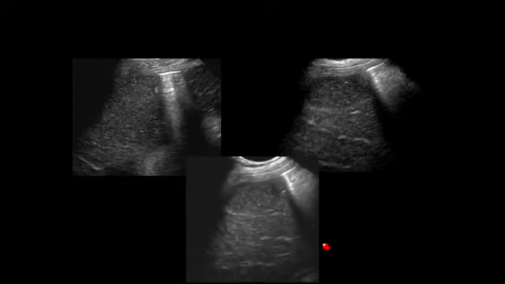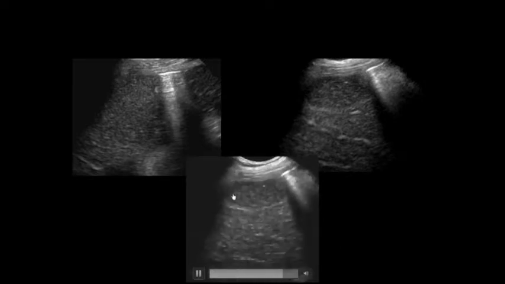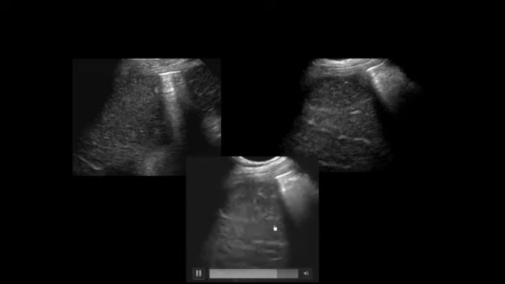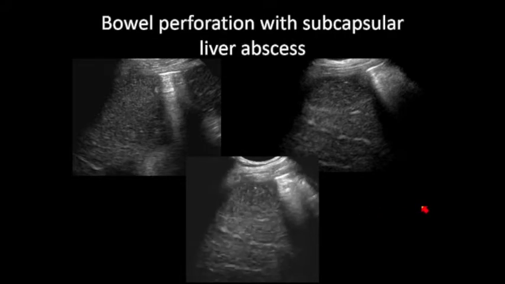Well, when you do the clip and you look, you see that there's something actually focal here, and stuff is shimmering and moving in it. So this patient, we didn't see this one. This patient had a bowel perforation elsewhere and had a subcapsular liver abscess and had free air. So we may not know the whole thing, but it could lead somebody in the right direction.